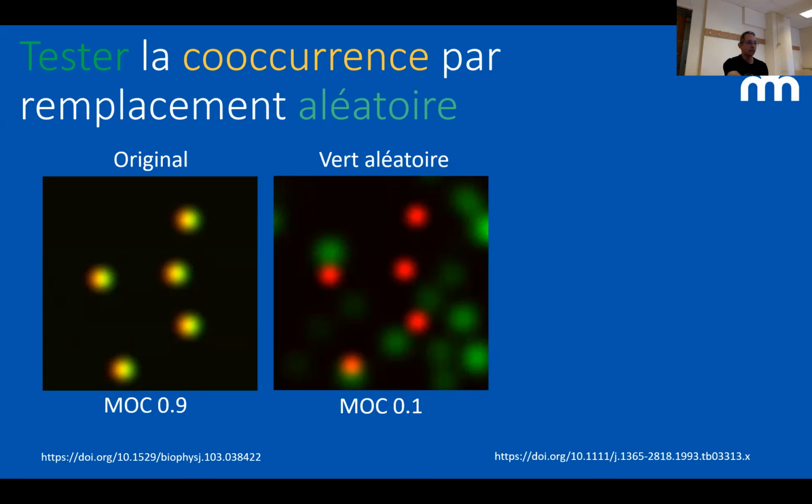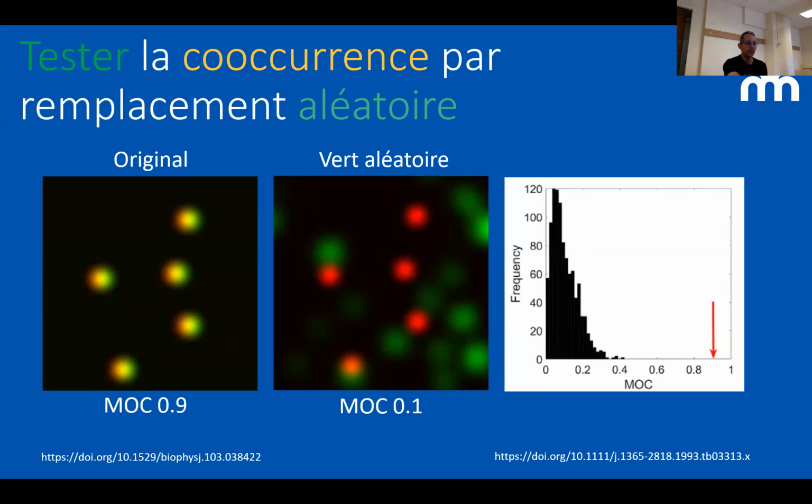If you do that a certain number of times, you can build statistics on this. This is done with JACoP, which has a randomizer included in it. If you do a lot of randomizations, you can have the distribution of the MOC. You see that in the randomized version, you have a maximum at 10% colocalization. In your case, you are here at 0.9, which means it's actually a very, very good overlap.